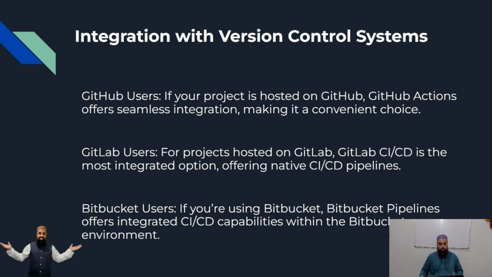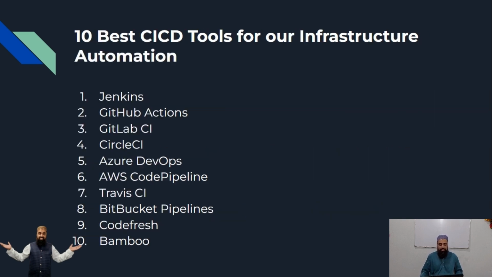Now let's start with our 10 best CI/CD tools for our infrastructure automation. And what are those tools? Number one is Jenkins, GitHub Actions, GitLab CI, CircleCI, Azure DevOps, AWS CodePipeline, Travis CI, Bitbucket Pipelines, Codefresh, and Bamboo. Now let's talk about these tools one by one and quickly have a look at their features.